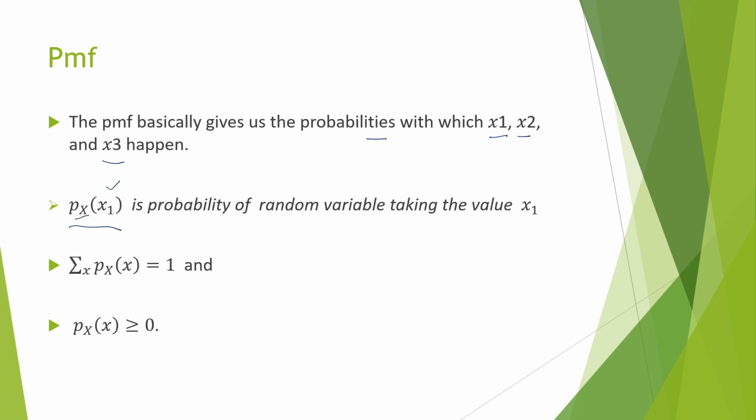Now we have two important properties of this PMF. The first one would be sigma for all values of x, P_X(x) is equal to 1. And we readily agree that the sum of probabilities would always be 1 for all values of x. Secondly, P_X(x) is greater than or equal to 0. And this is also evident that probability is always a positive number. It could be 0 or greater than 0. It is always a non-negative number.